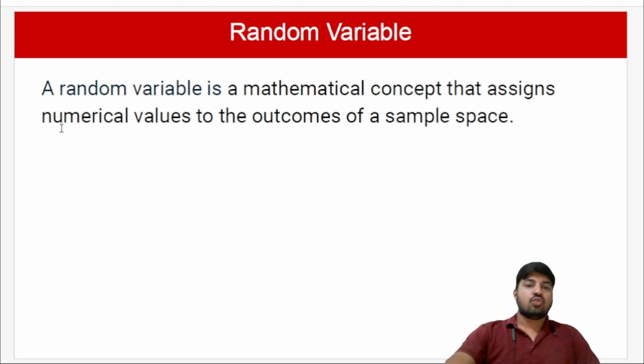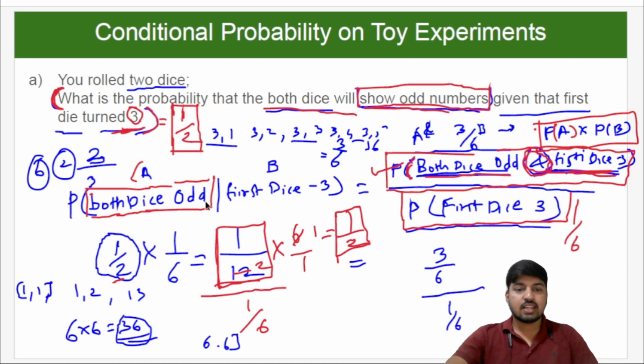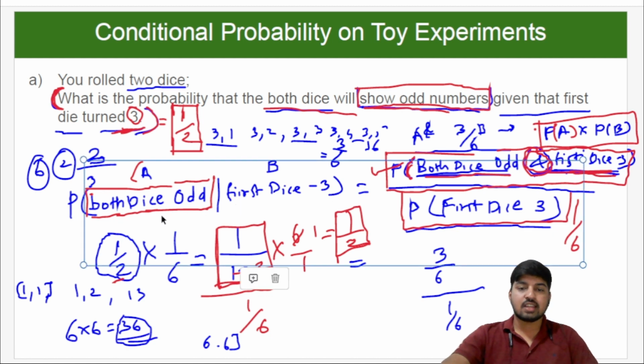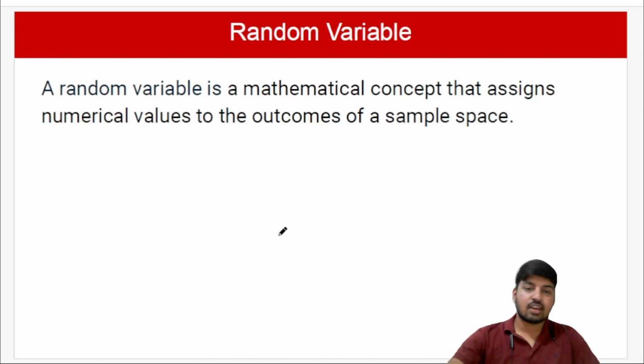Now we will just introduce the Bayes theorem. We are missing it because we don't have time. Bayes theorem is just the inverse of conditional probability. Here you have seen the probability of both dice odd, given that the first dice is 3. We will inversely ask the question: I know that both dice are odd, what is the probability that the first dice will be 3? We will look at that later in our next session, and we will also solve some conditional probability problems, so that we get clarity.